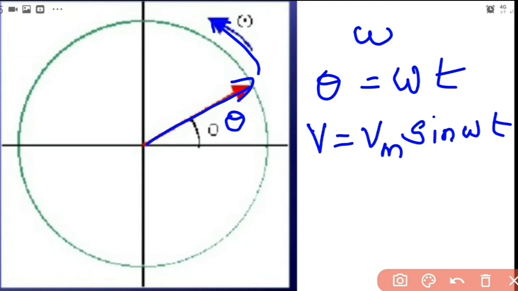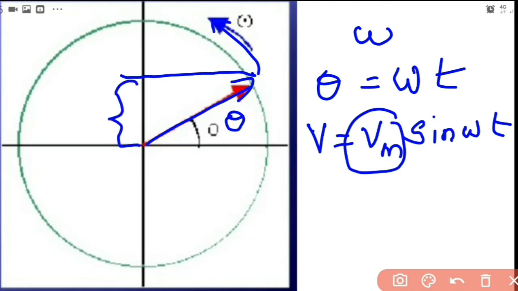And when it rotates, how it represents Vm sin omega t is this. That means we have to take the projection of this vector on the y-axis. How do we take the projection? Just drop a perpendicular from the tip of the vector onto the y-axis. So that distance on the y-axis gives the projection. So let's see what that projection is.